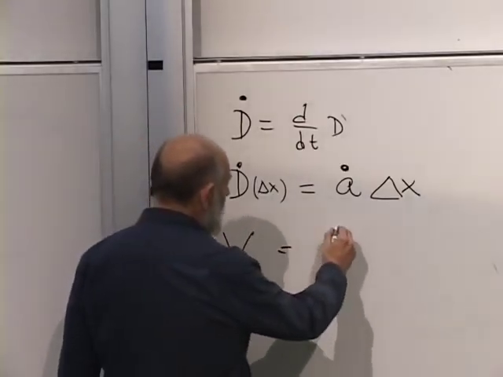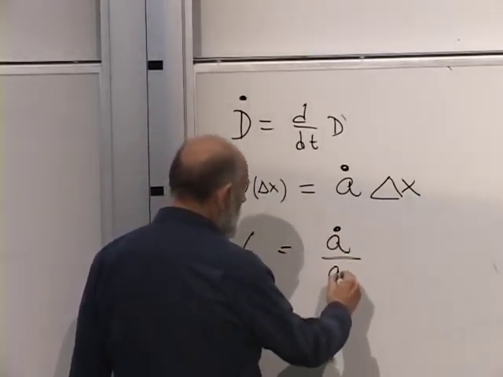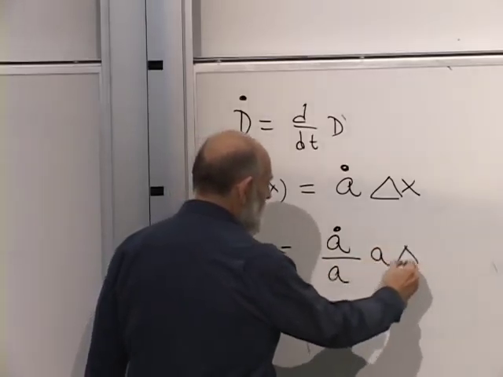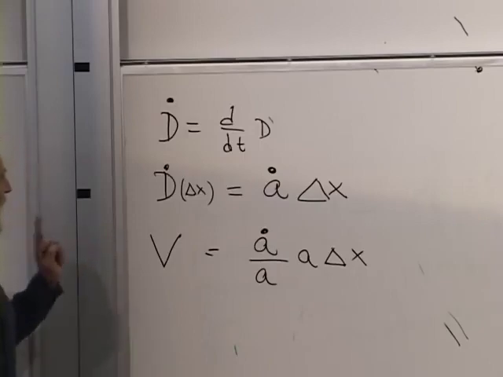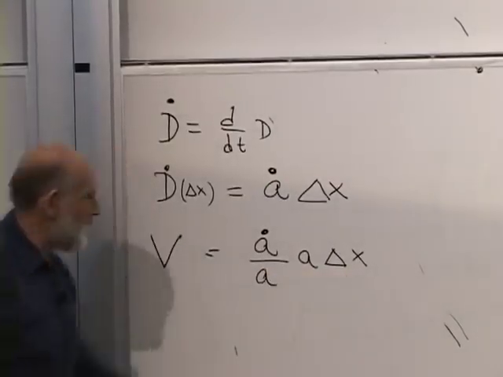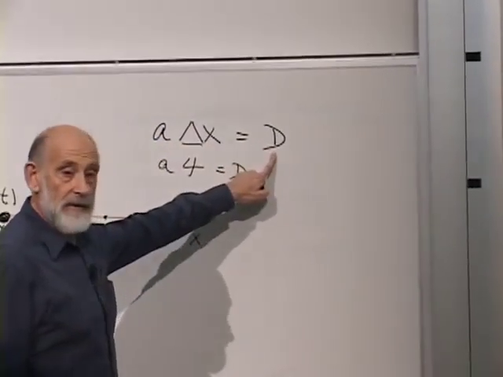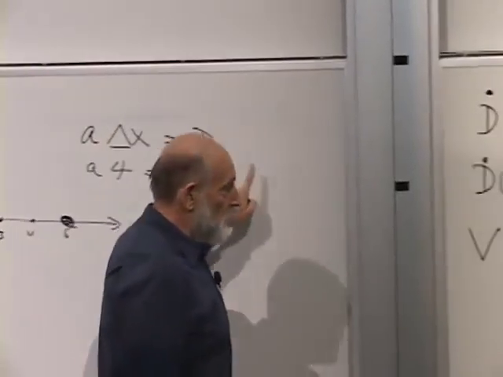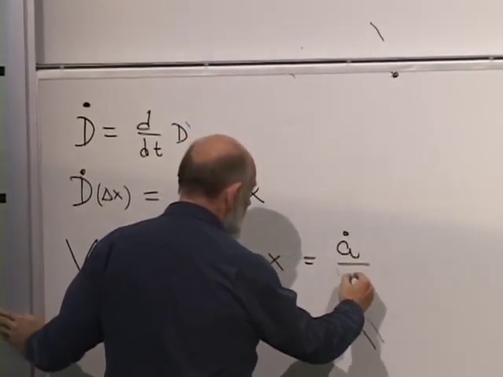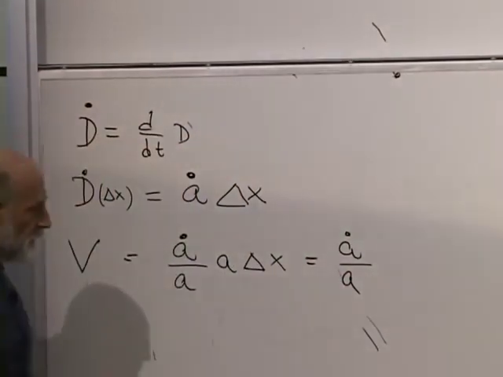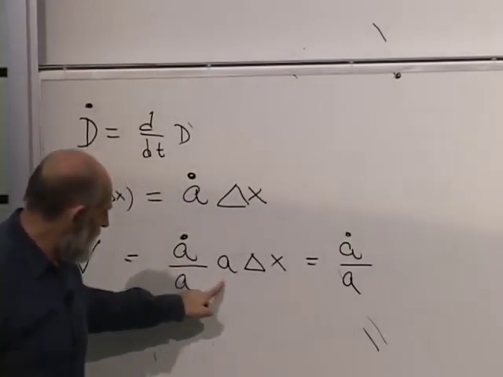All right, so let's write this, and now I'm going to write a totally unnecessary step. I'm going to divide this and multiply it by a. Physicists and mathematicians are always dividing and multiplying by the same thing, and you think, why bother? Well, let's look at it. Here's a times delta x. What is that? That's d. Okay? So I can rewrite this as a dot over a, the ratio of the rate of change of a to a itself, times the distance.